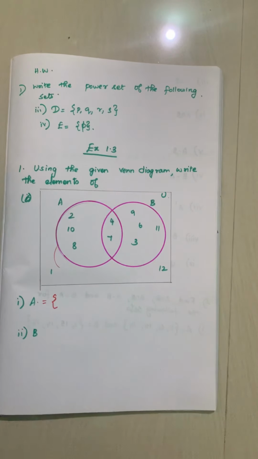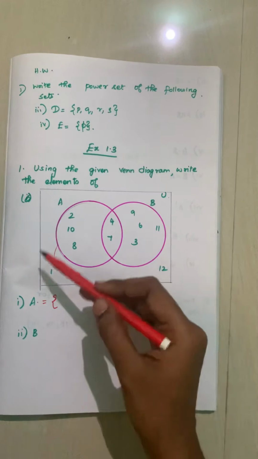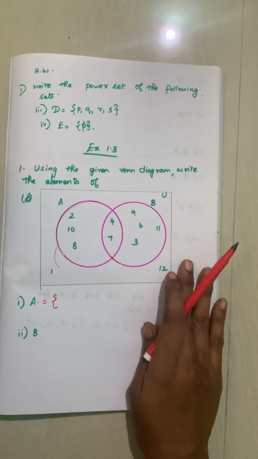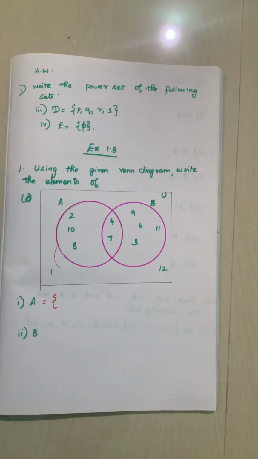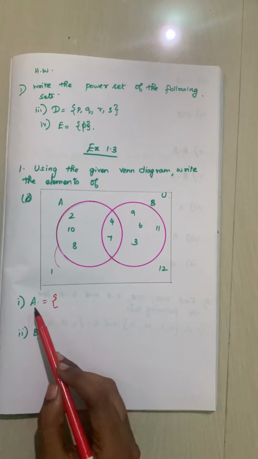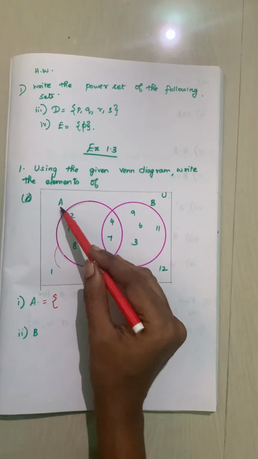Children, today we are going to see the next exercise, 1.3. Using the given Venn diagram, write the elements of some sets. They have given the diagram, and using this diagram we have to write the elements of some sets. First, what they have given is A. A means this first circle represents the A.